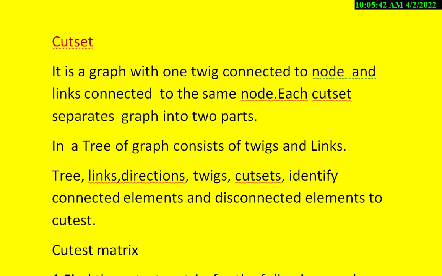Hello friends, today I will discuss the Cutset matrix. What is a Cutset? It is nothing but a set of branches with one twig connected to a node and links connected to the same node. Each Cutset separates a graph into two parts.